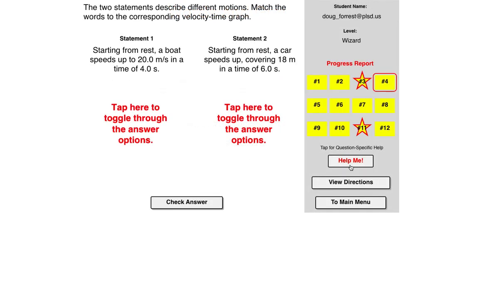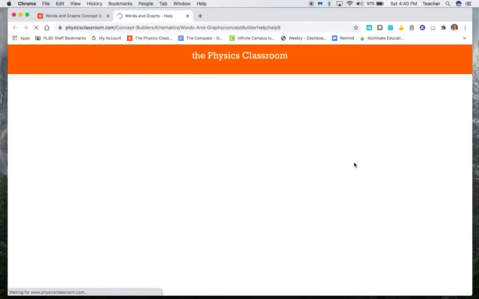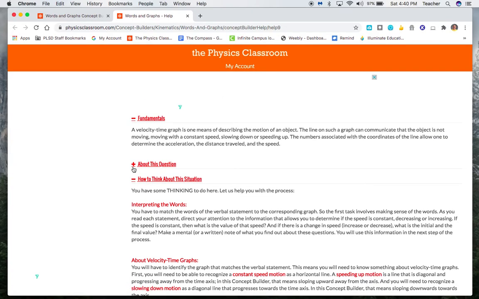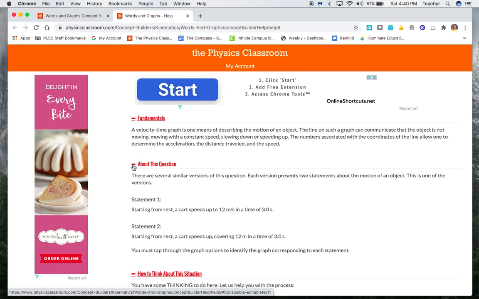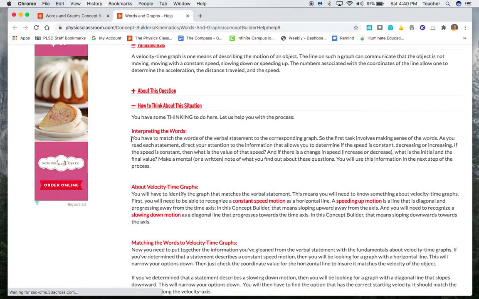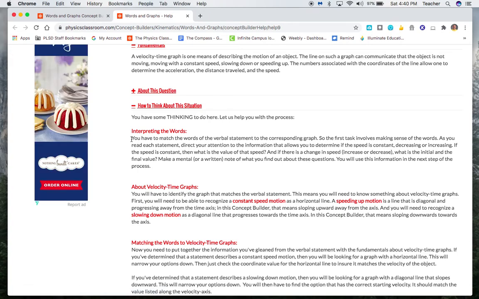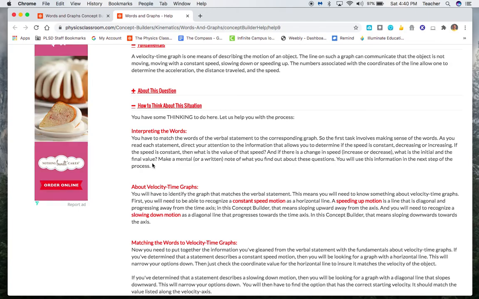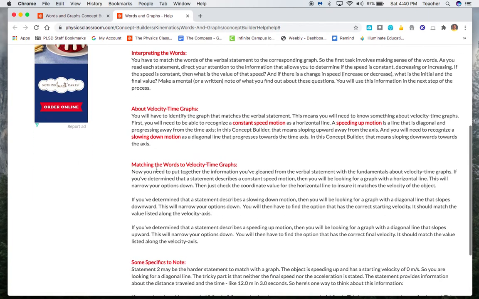Remember, if you get stuck or you want to go to the directions, you can go to these places. So that Help button takes you to this list. It can talk about this particular question. You can interpret the words. If you're an ELL learner, so English isn't your native language, you could copy and paste these into a translator.